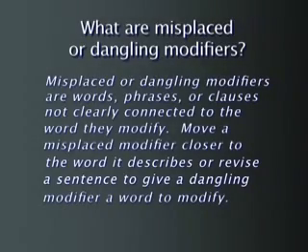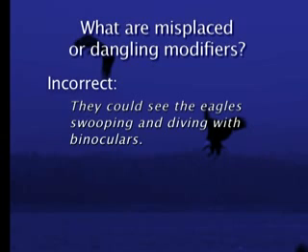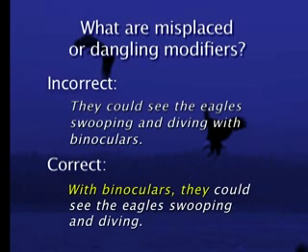The last grammar problem we'll cover is misplaced or dangling modifiers. This problem occurs when words, clauses, and phrases are not clearly connected to the word they are supposed to modify. As you can see, misplaced modifiers can create a completely different meaning than what you intended.